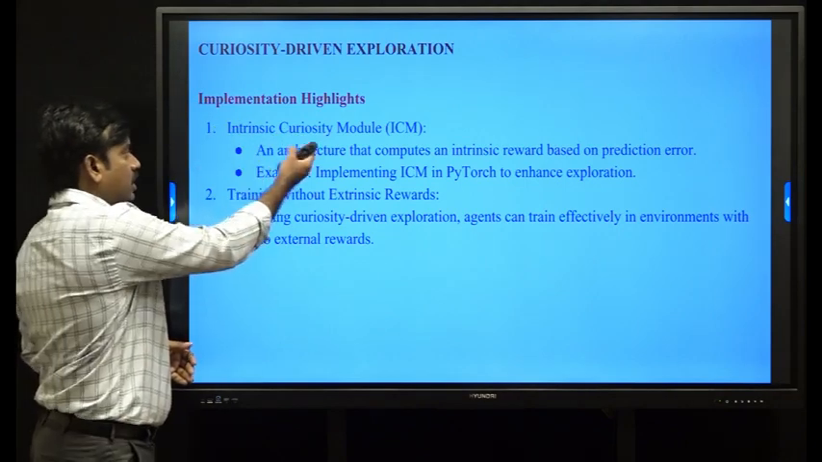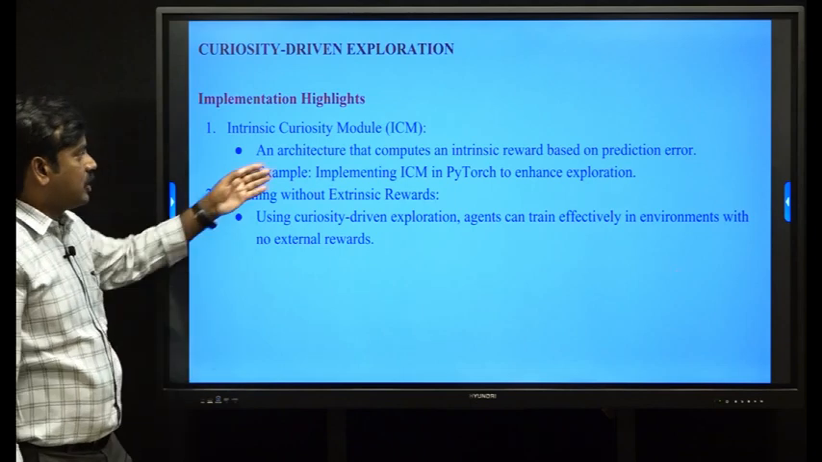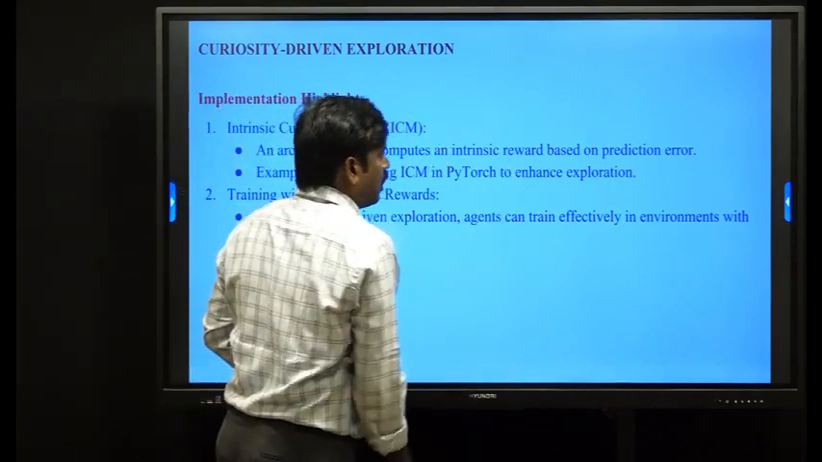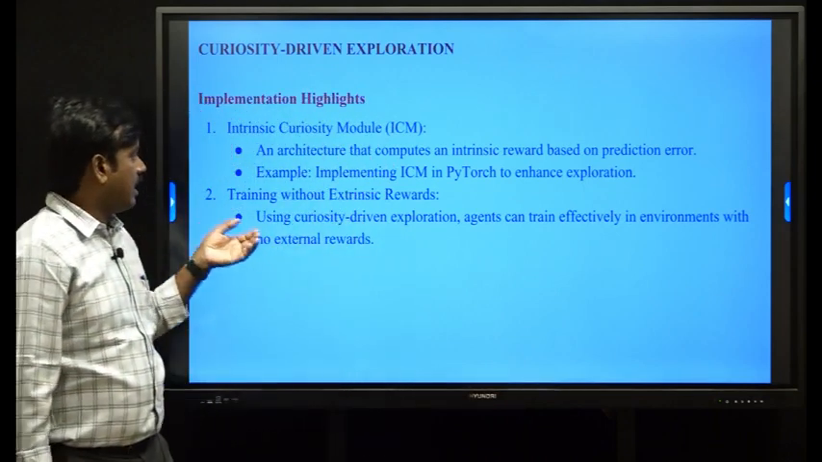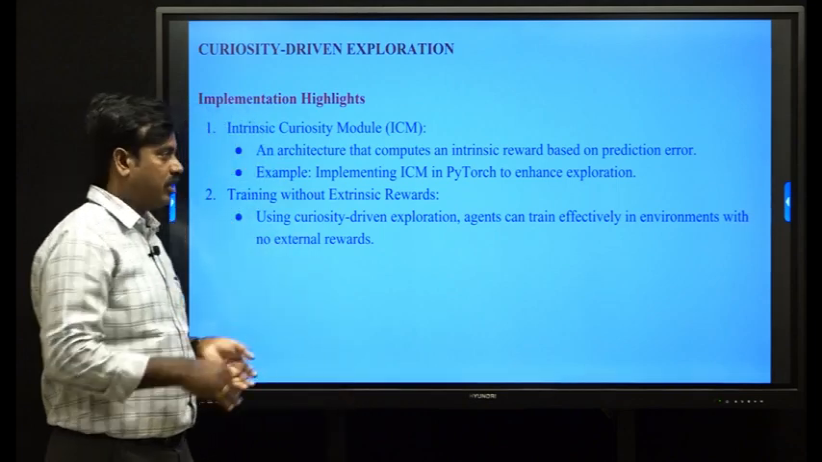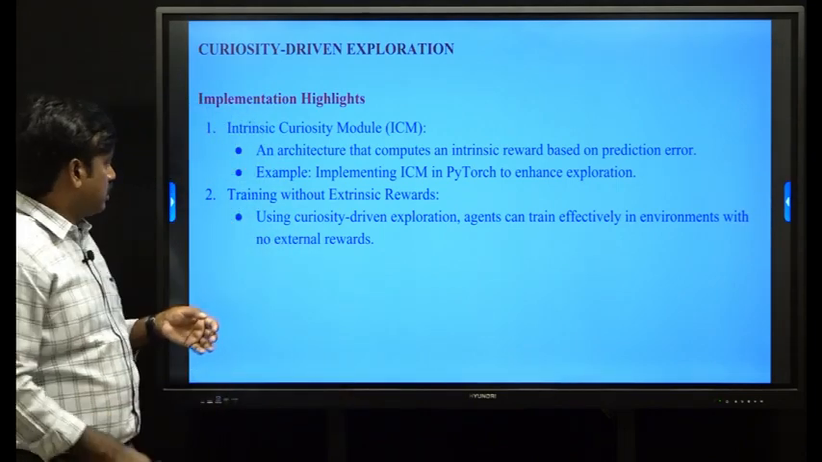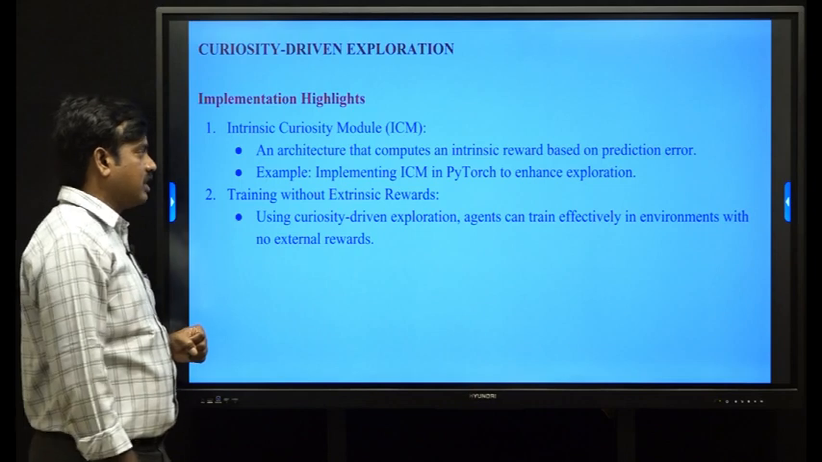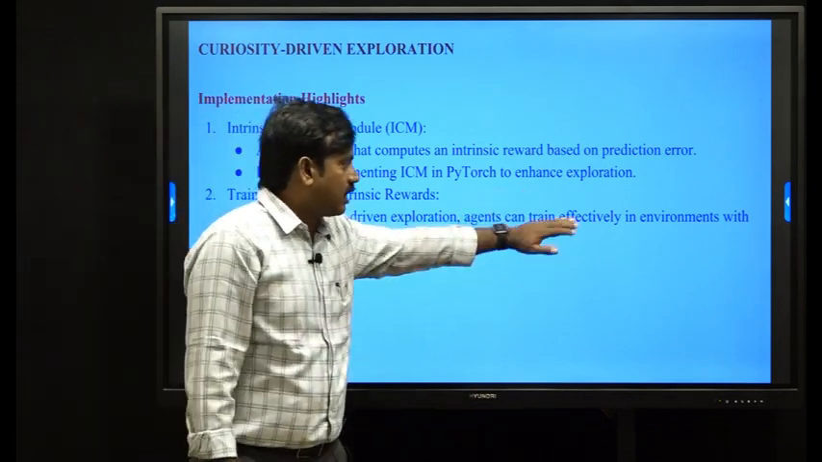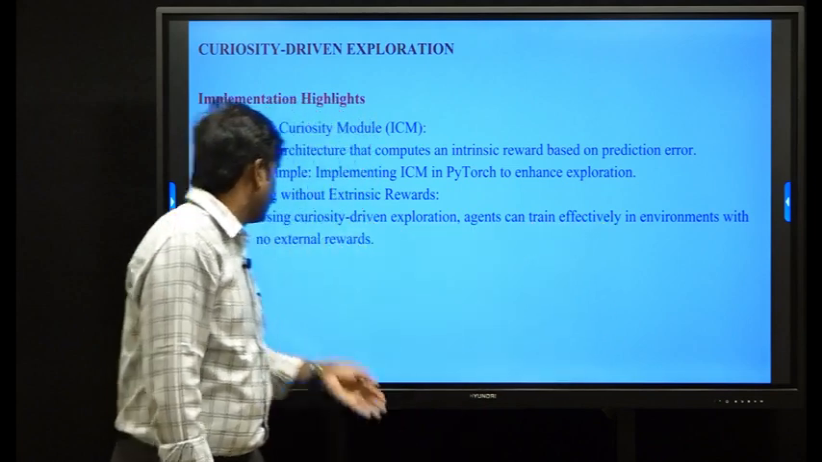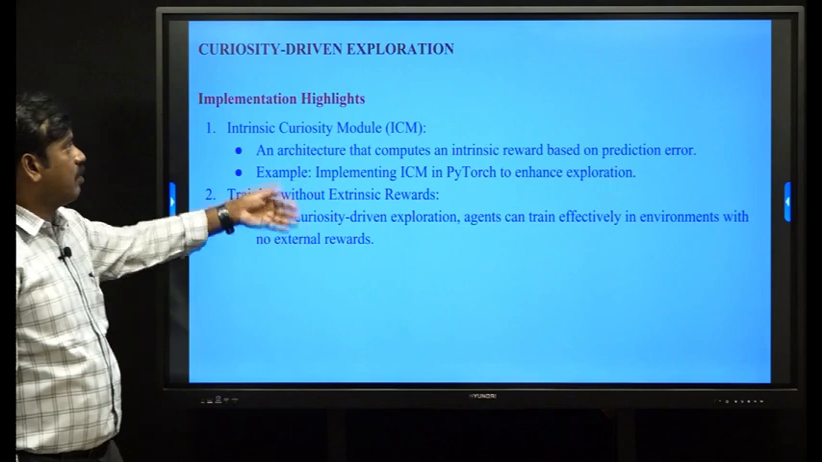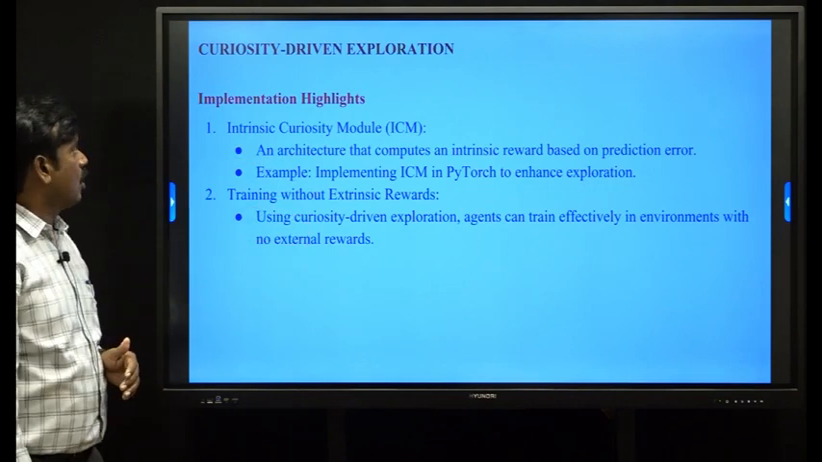The intrinsic curiosity module is an architecture that computes the intrinsic reward based on prediction error. For example, implementing the ICM in PyTorch to enhance the exploration of the rewards. Then training without extrinsic rewards: using curiosity driven exploration, agents can train effectively in environments without external rewards. These two are the important parts in the implementation of the curiosity modules.